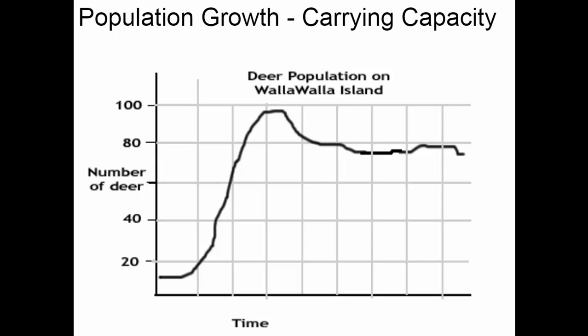Here's another example. This is a population of deer on an island over a period of time. Okay. So you see obviously the population of deer started off relatively low and then grew over time.